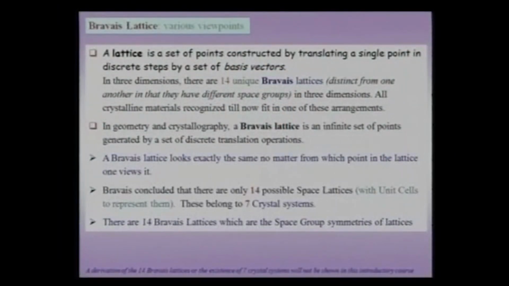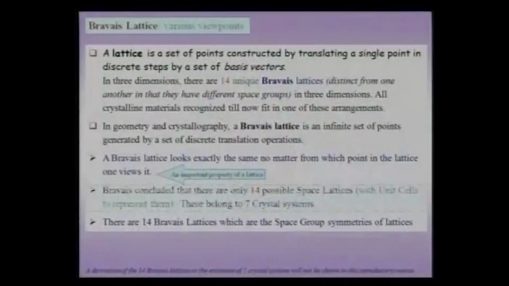What do I mean when I say a crystal system? All these aspects we will consider in considerable detail when we actually start to build a lot of crystals using these lattices. An important point which might be noted is that there are 14 Bravais lattices which are space group symmetries of the lattices. So this again is an advanced concept, but just in passing it is worthwhile to note this statement which is written in the end.